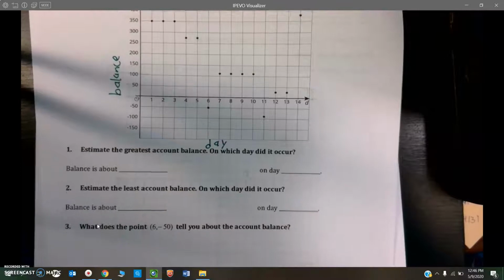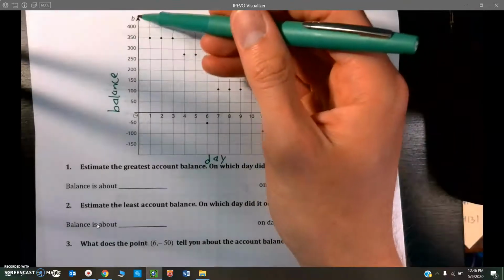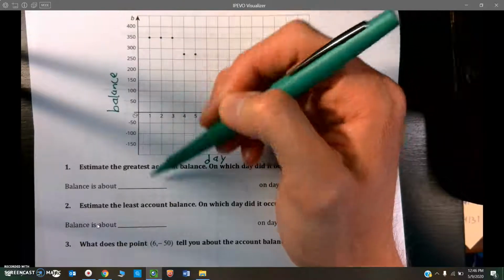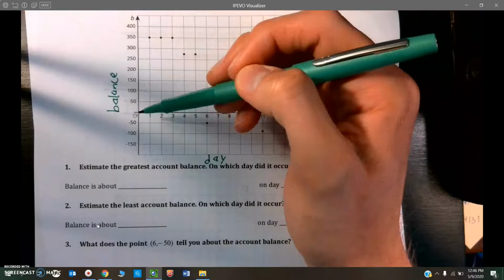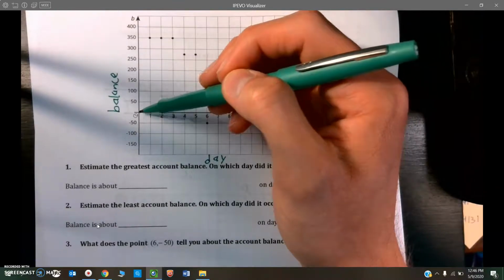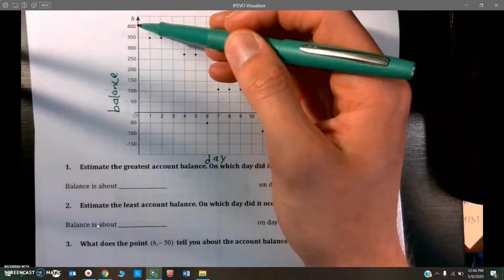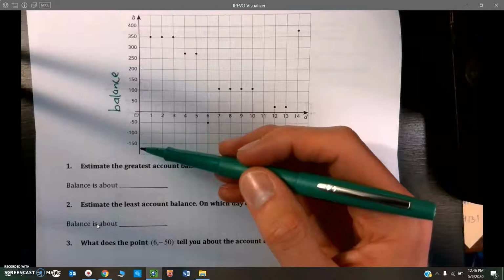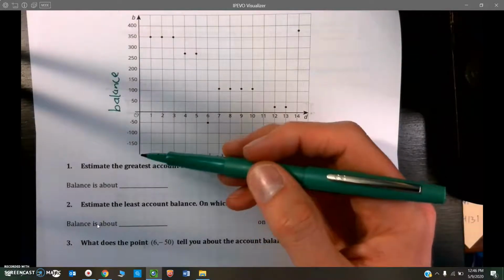Okay, estimate the greatest account balance. On which day did it occur? Once again, I can see over here the B-axis, which is actually like my Y-axis. This is my money going up and down. Here's 0, the origin, which means you had no money, then $50, $100, and this shows up to 400. Then there's also negative dollars, which means you're in debt, so you owe someone money. It is possible to have negative money.